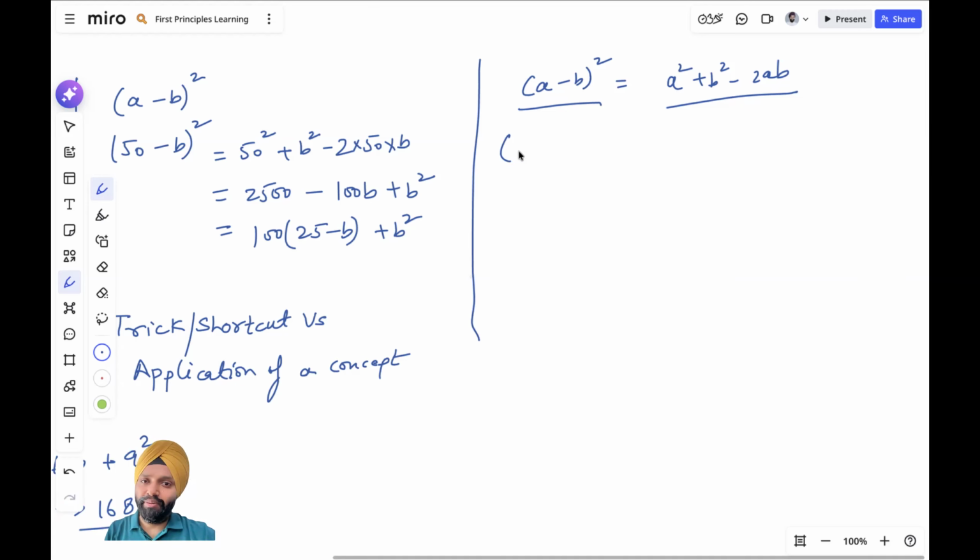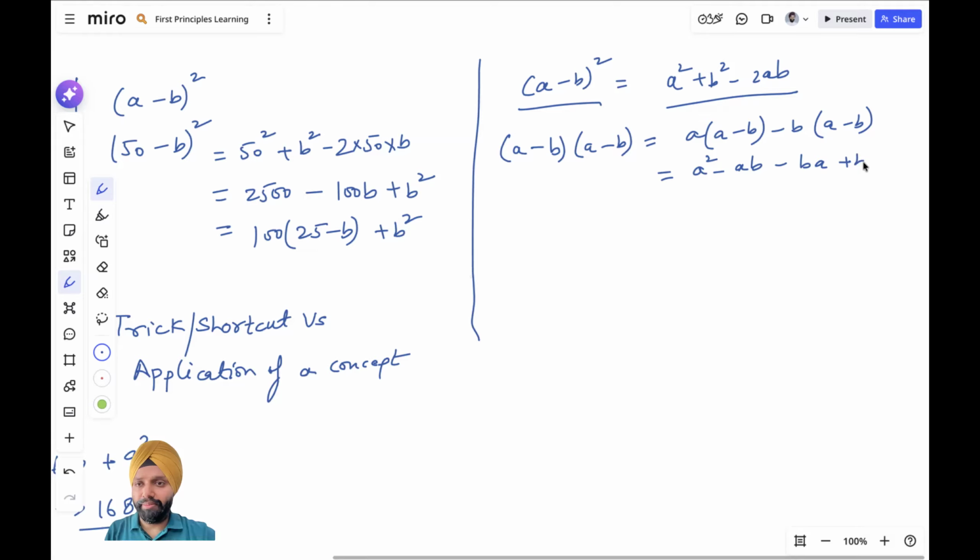So this is just coming from the basic understanding of the square. Square just means multiplication of the same thing twice, right? So it's (a minus b) into (a minus b). Now, what is (a minus b) into (a minus b)? We use this, that it's equal to first a into (a minus b), then minus b into this (a minus b). So if you do this, a square minus ab minus ba plus b square. So you get a square minus 2ab plus b square.